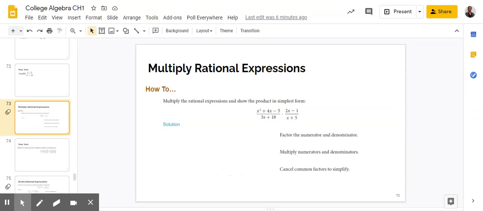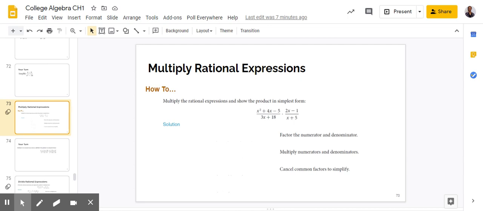So now I'm going to review multiplying rational expressions. Whenever we multiply rational expressions, we'll treat them just like fractions. So we're going to have to multiply the numerators, multiply the denominators, and then we'll simplify. And we're going to simplify using the same techniques that we previously used to simplify rational expressions.